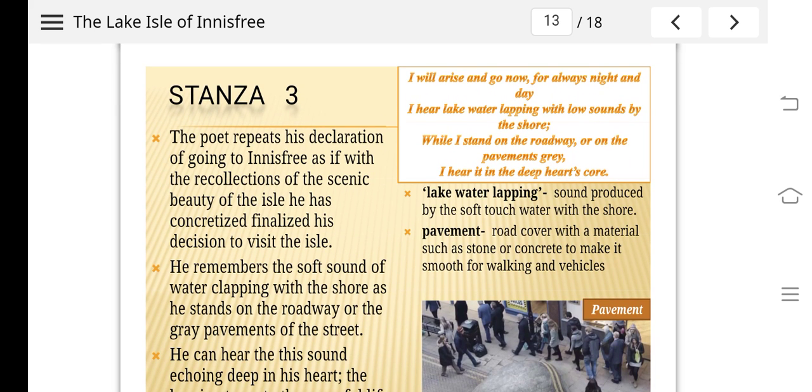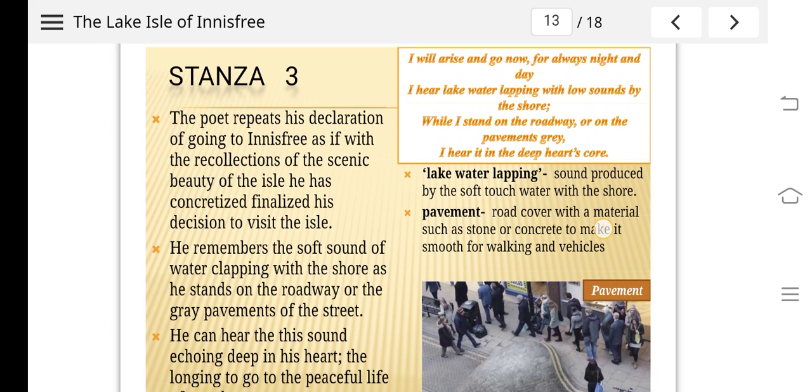Now we'll read the next stanza, that is stanza number 3. I will arise and go now, for always night and day I hear lake water lapping with low sounds by the shore. While I stand on the roadway or on the pavement grey, I hear it in the deep heart's core.